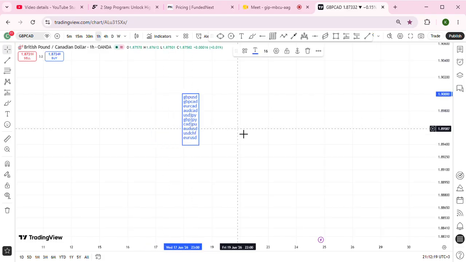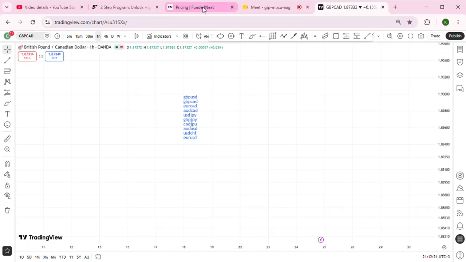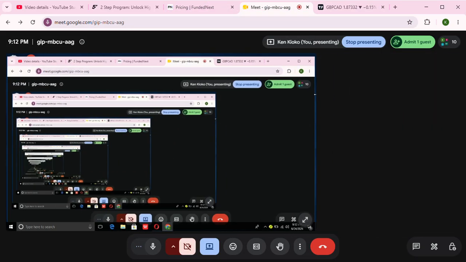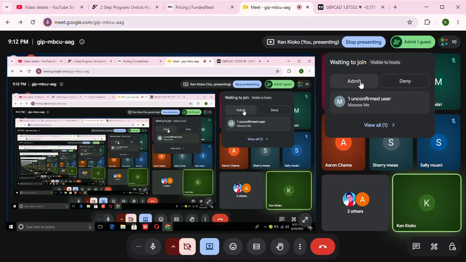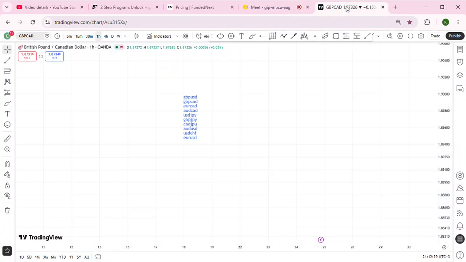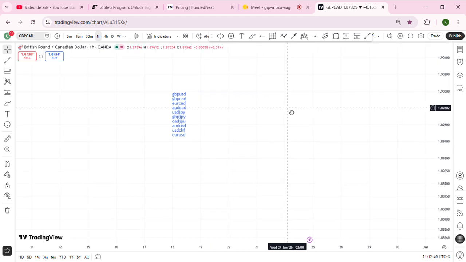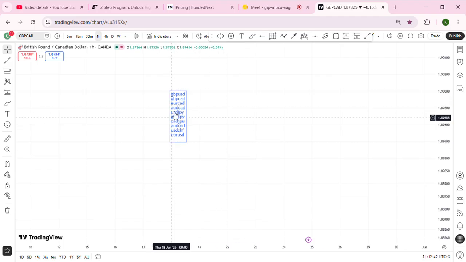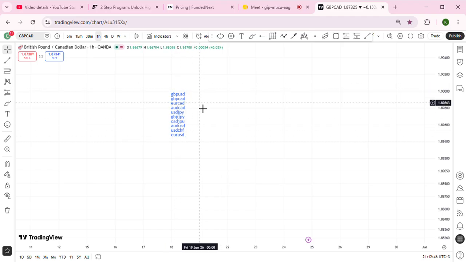Make sure you write down these pairs because these are the pairs which you will be using mostly for your analysis, because these are the pairs which respect what we are doing mostly when it comes to analysis and stuff. So make sure you have noted down those pairs somewhere because you will be needing them soon.